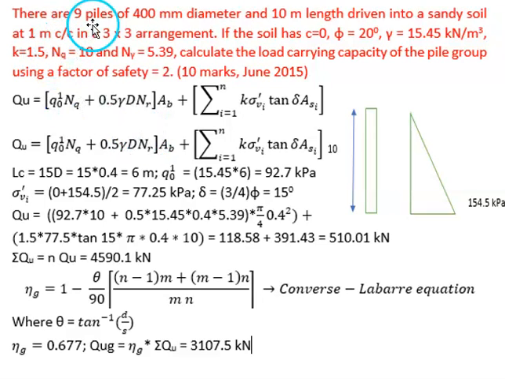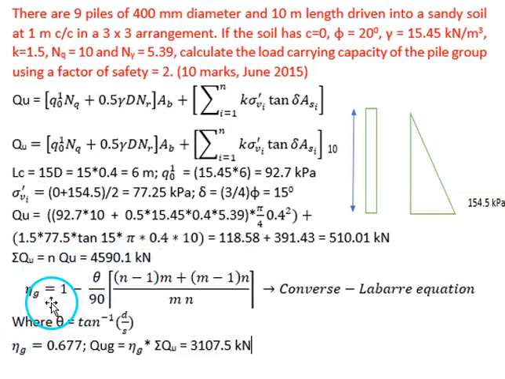So here there are 9 piles with diameter 400 mm, length 10 meter. But here the soil type is sandy soil. So in case of sandy soil, the procedure is different. Here we have to find the capacity of a single pile using the normal procedure. Then we have to multiply with the number of piles to get the sum of capacities of all the piles.